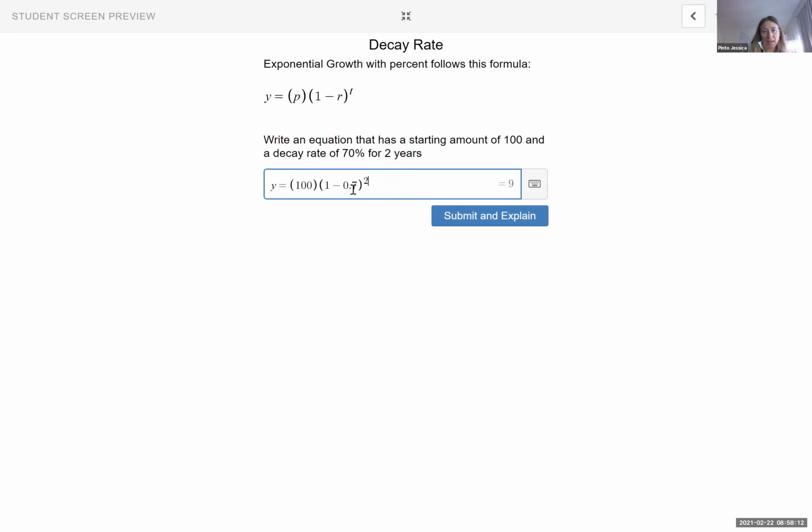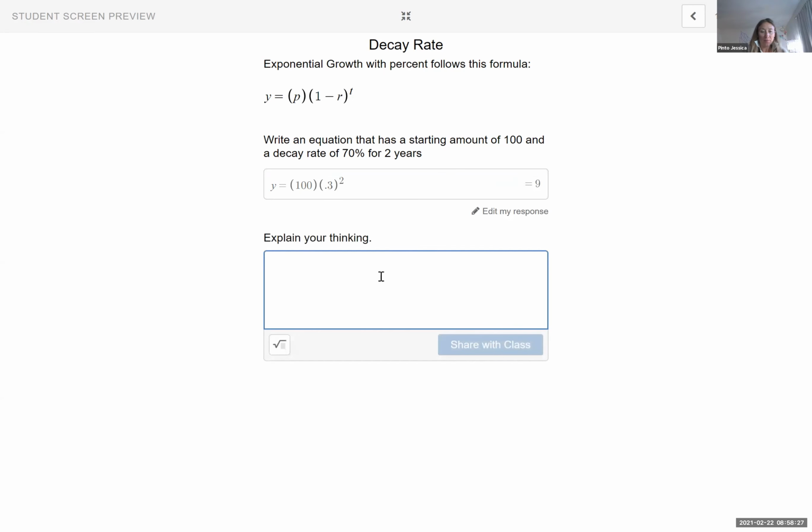And now I'm left with just 9. So remember 1 minus 0.7, that's like 100 and you lost 70%. So that's the same as 0.3. So 100% minus 70% leaves 30%. And that is how I get the decimal of 0.3 for the rate.